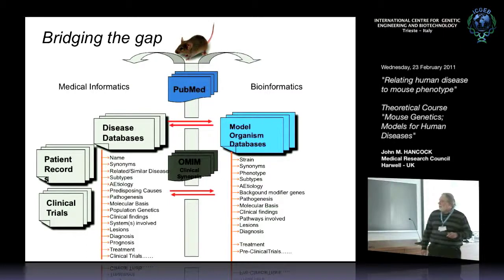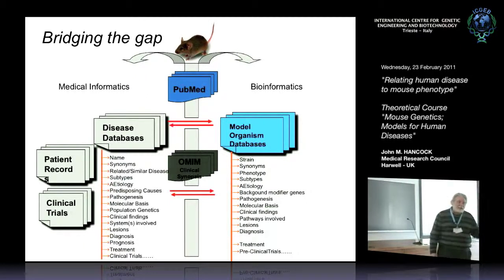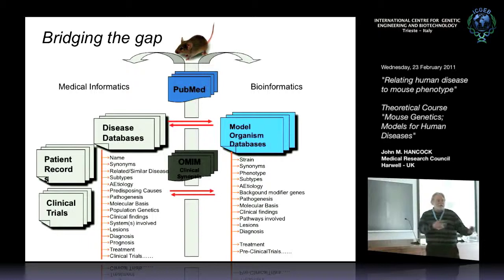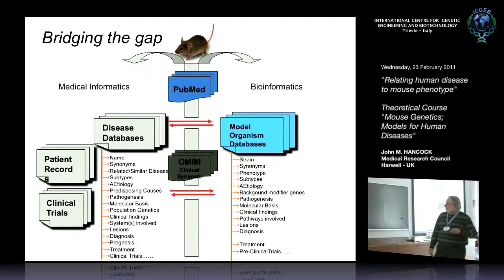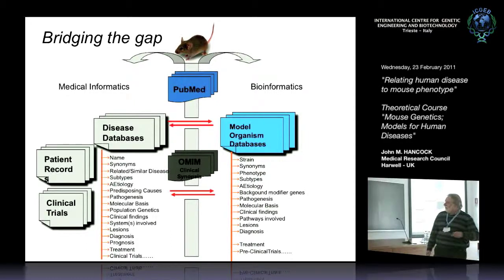So there's lots of information about diseases in disease databases of different kinds. There's information about patients, or okay, we don't have access to information about patients, but we have information that might come out of patient records. We have information from clinical trials, and we would like to relate all that information to what's in the model organism databases, where some of the things are somewhat similar, although how you describe pathogenesis sounds rather difficult. Some of them are much less obvious. So, for example, phenotype and disease are not directly related concepts.